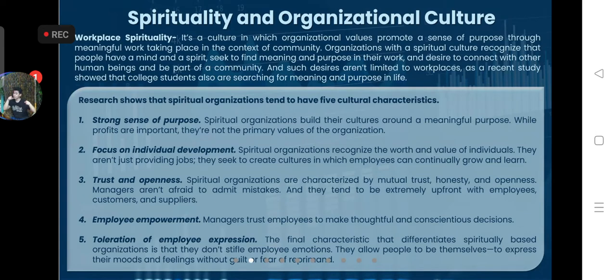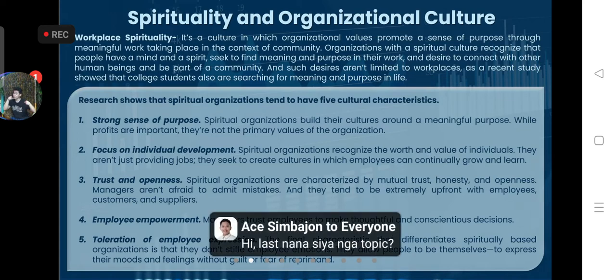So what type of culture can do all these things? So what differentiates spiritual organizations from their non-spiritual counterparts? Research shows that spiritual organizations tend to have 5 cultural characteristics. So we have here the strong sense of purpose.